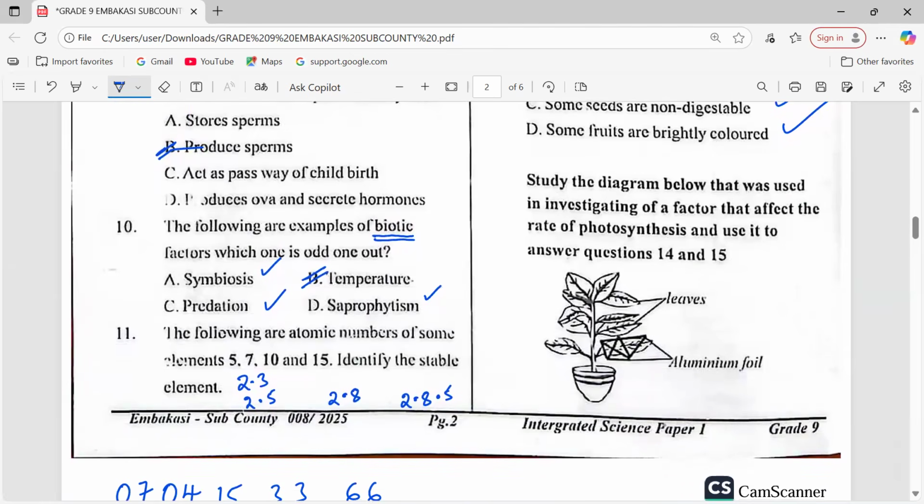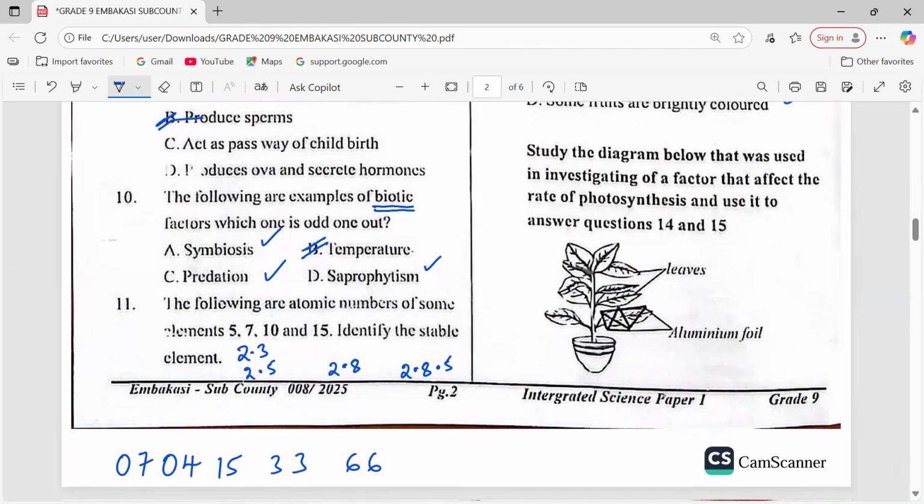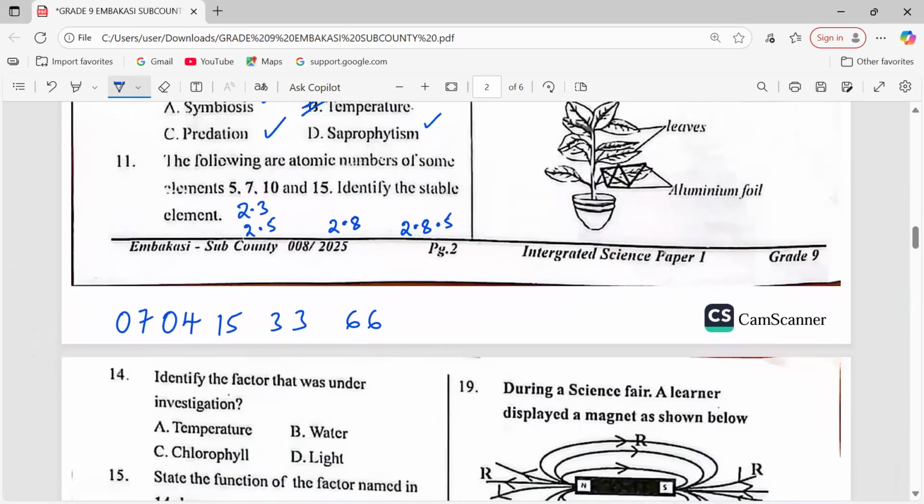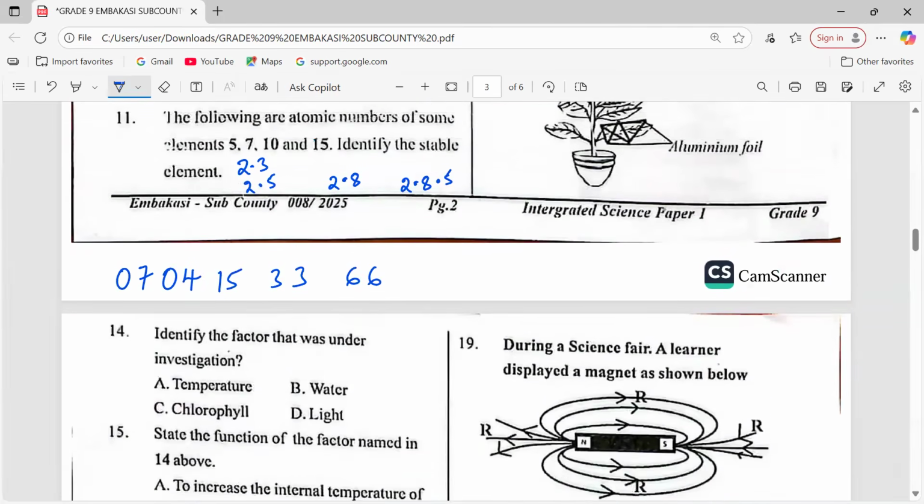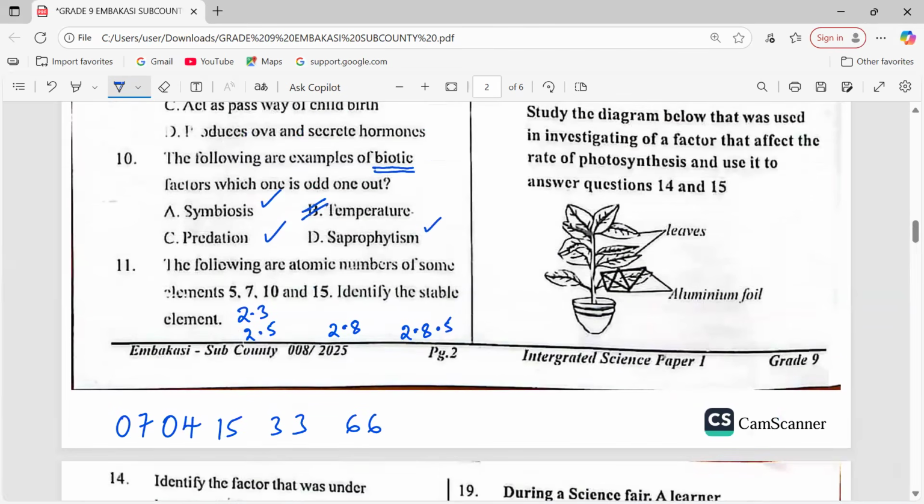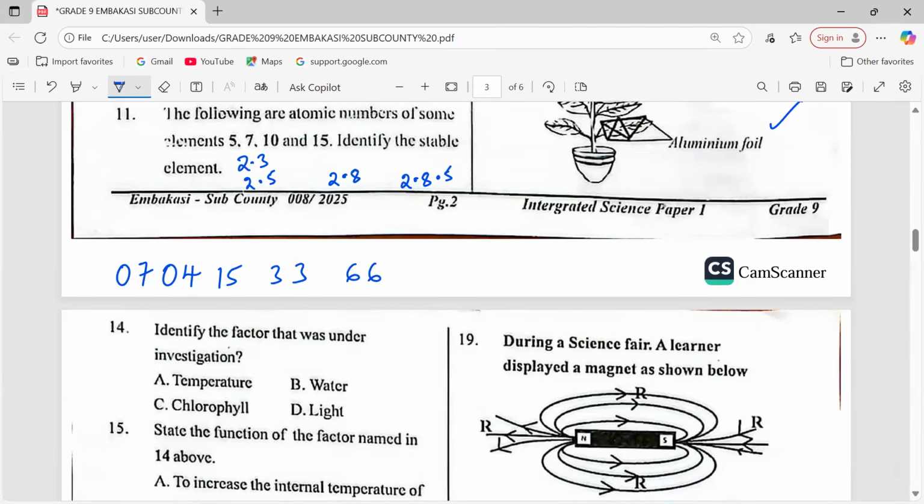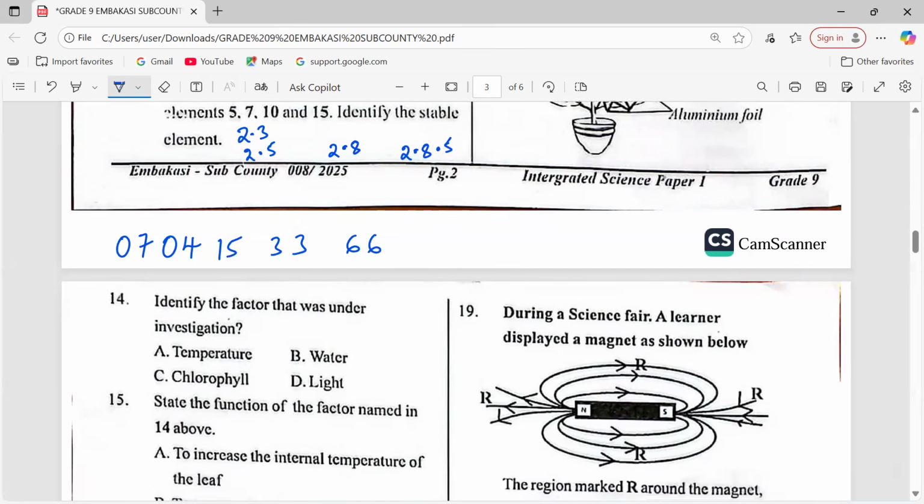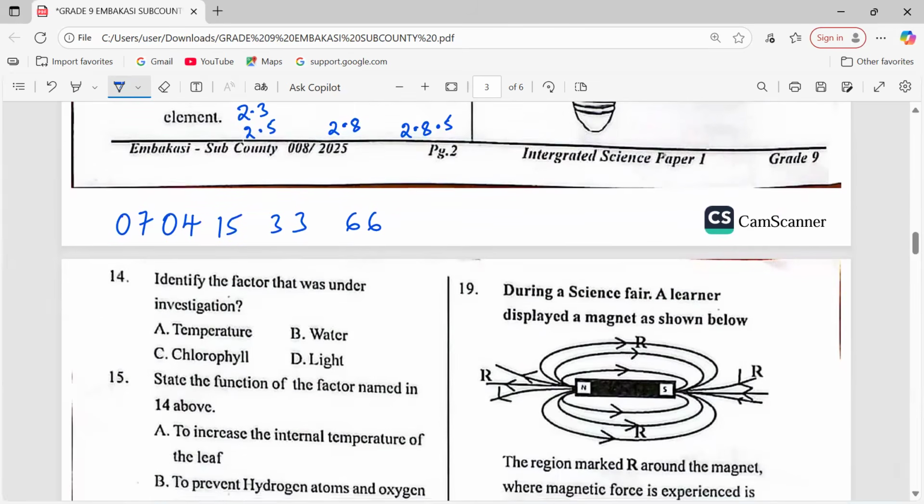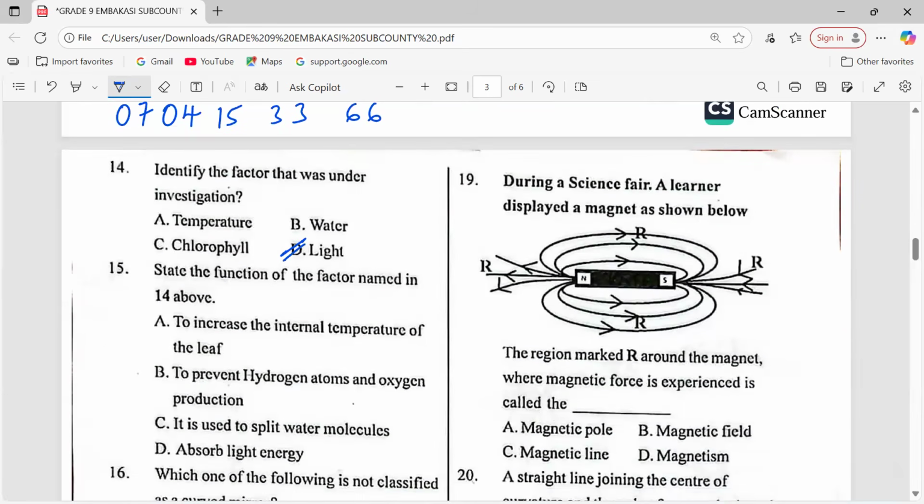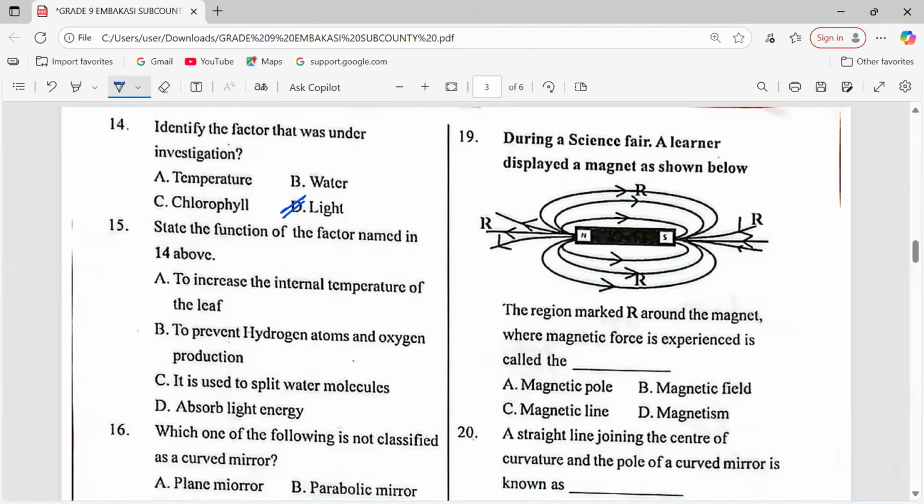Study the diagram below that was used in investigating a factor that affects the rate of photosynthesis and use it to answer questions 14 and 15. Identify the factor that was under investigation. So we have one leaf which has been wrapped with aluminium foil. One property of aluminium foil is that it is shiny, meaning that it reflects light away. Therefore, this leaf is being prevented from receiving sunlight. So the factor is sunlight.